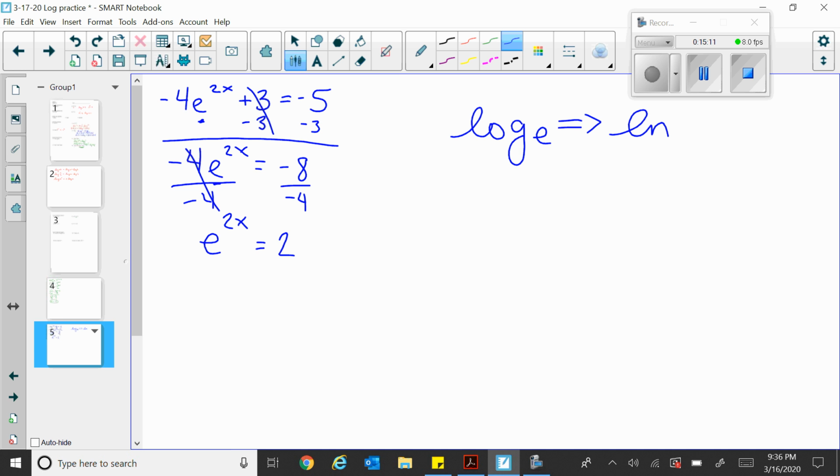So I'm going to take the natural log of the left side, and I'm going to take the natural log of the right side. What you do to one side, you have to do to the other. So now we're going to apply our exponent rule that says that this little 2x right here has to go in the front. So this becomes 2x times natural log e equals natural log of 2.